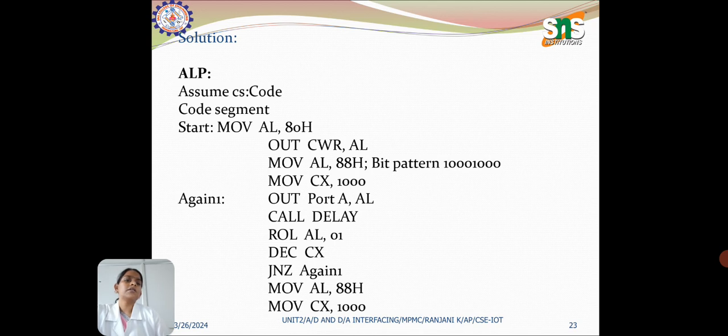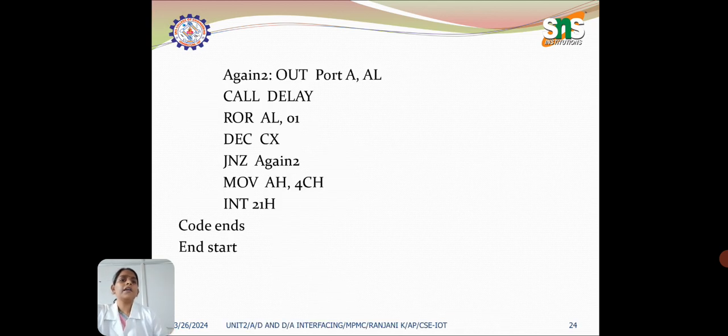Next you decrement CX, and then you initialize the value of CX to 1000 again. So again you get the output at port A, and this process repeats until it completes a rotation, then end of start.